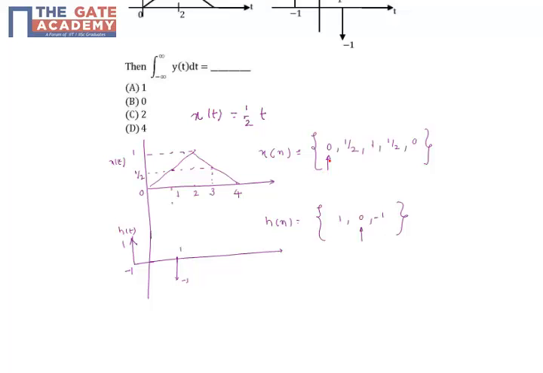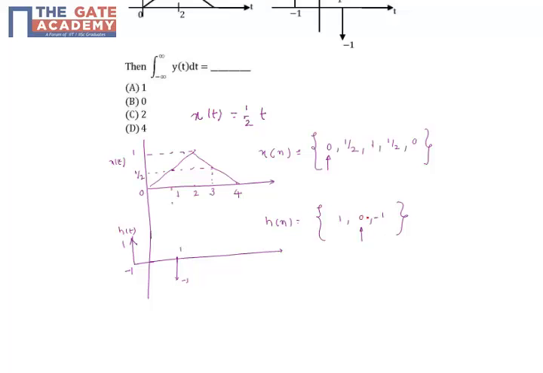Then you just write all the values as a discrete signal. This is at n equal to 0, and this signal started at t equal to minus 1. So when I write h of n in discrete form, it is 1, 0 and minus 1. It started at minus 1. So this is the value at n equal to 0.